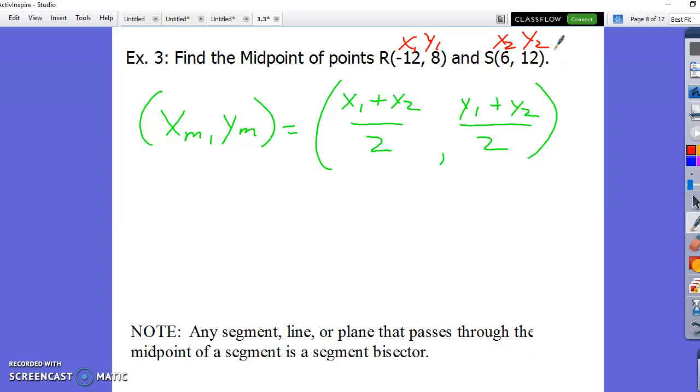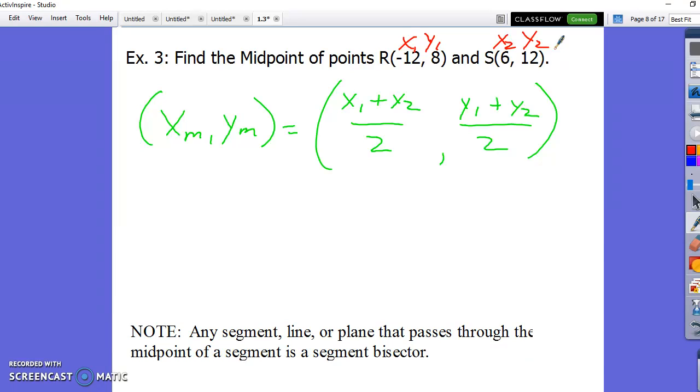x1, y1, x2, y2. It doesn't matter which point you call 1 and which point you call 2, as long as all your 1's go together and all your 2's go together and x goes before y. Yeah? Sweet. All right. Now that we've done that, Charlie, what do you think we're going to do? Yeah, now we just substitute.